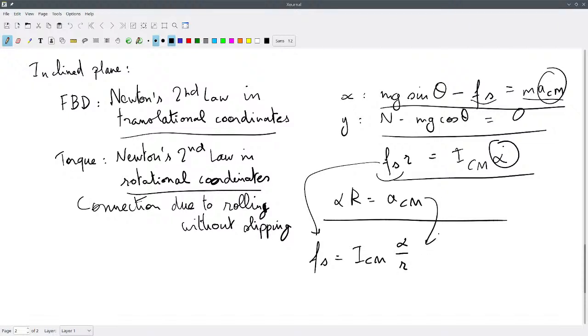If we add the second equation, this is ICM, and I guess I should have used a little r here to be consistent. That's the same little r. So that's going to be ACM over r squared, because alpha is ACM over r.